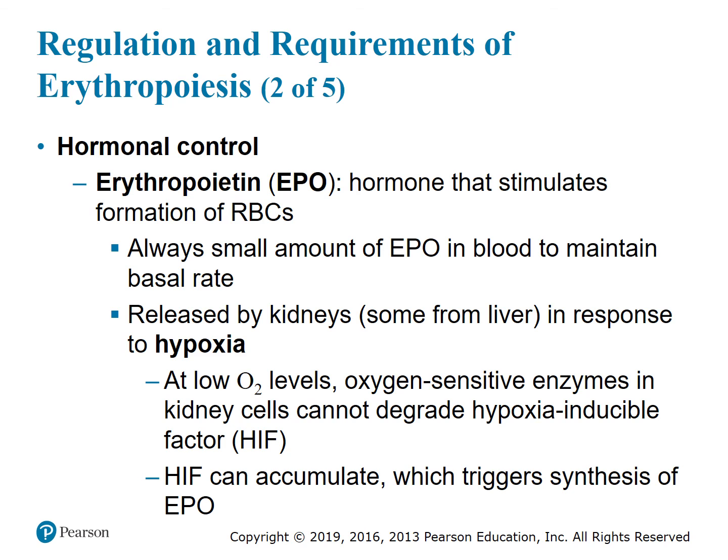So let's look at hormonal control. EPO, or erythropoietin, is a hormone that stimulates the formation of red blood cells. There's always a small amount of EPO in the blood to maintain this basal rate, and it's released usually from the kidneys, but some from the liver, in response to hypoxia. At low oxygen levels, oxygen-sensitive enzymes in the kidney cells cannot degrade hypoxia-inducible factor, and so this factor, HIF, can accumulate, which triggers the synthesis of EPO.